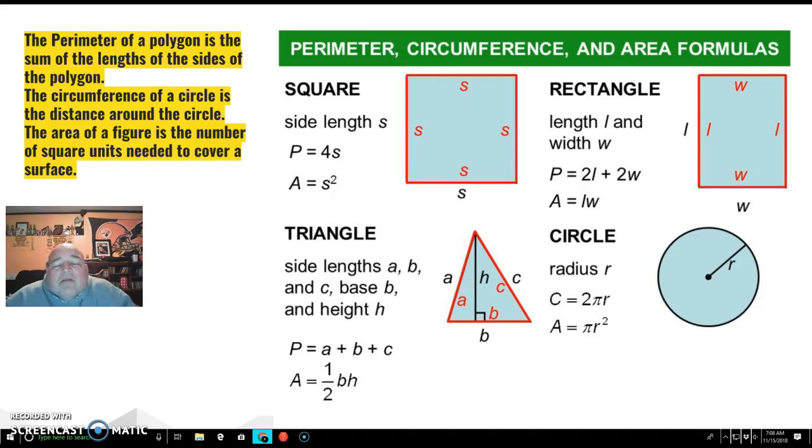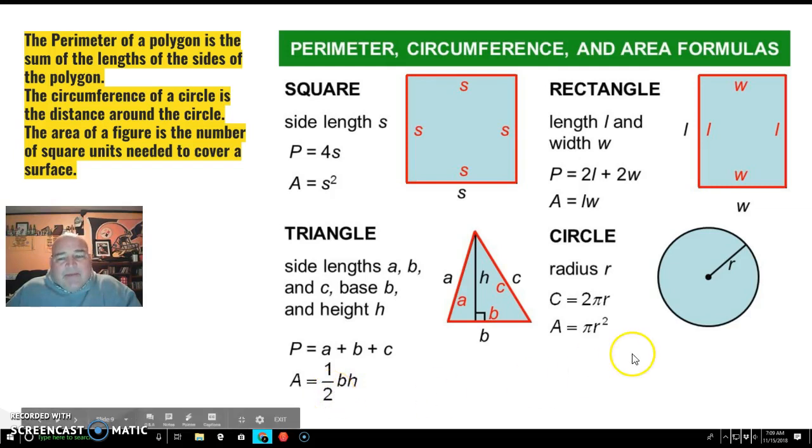The area is the number of square units needed to cover a surface. Notice that whenever you do area, your units will be squared units. For the square, we take s squared. The rectangle, length times width. Triangle, 1/2 base times height. And the circle, pi r squared.